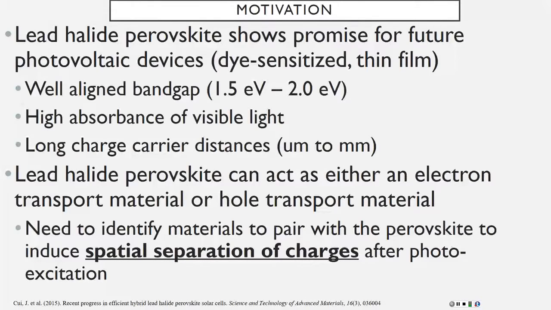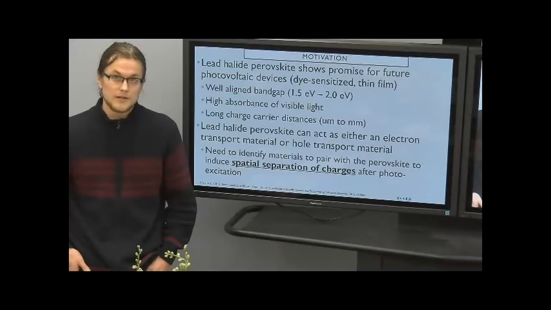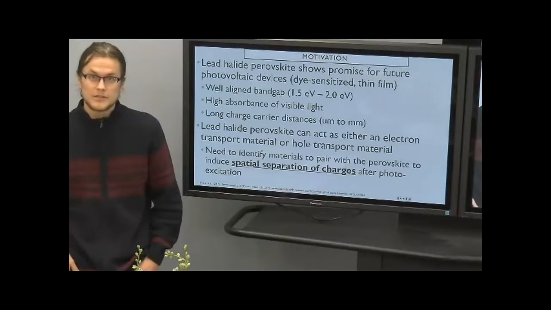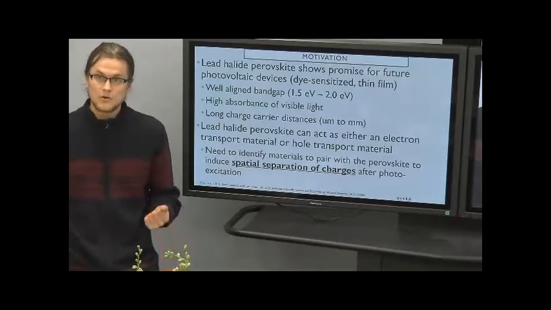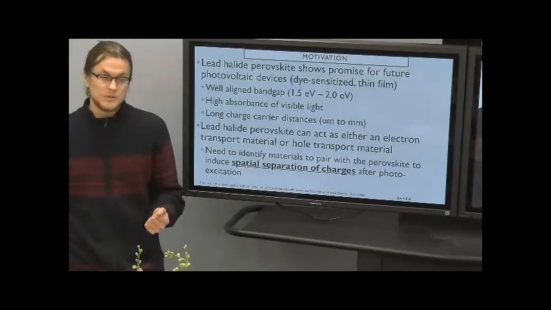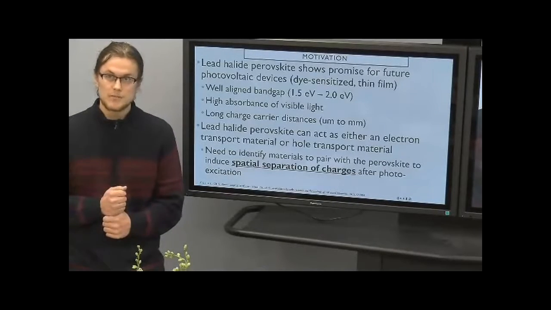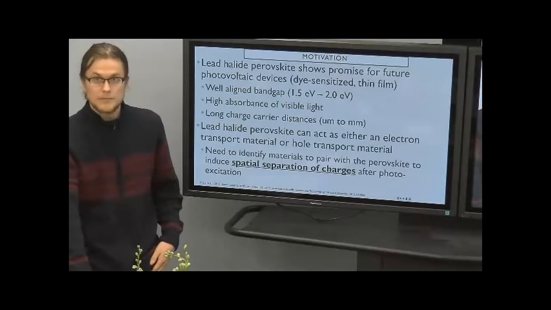So motivation, why lead halide perovskite? The biggest motivation is it shows a lot of promise for next generation photovoltaics, like dye-sensitized solar cells and thin films, due to its well-aligned band gap, its high absorption of visible light, and its ability to transfer charge carriers long distances. Since it can carry charge carriers long distances, it can act as either an electron transport material or a hole transport material as well. So it's pretty versatile in that way. Then what we need to do is find molecules to pair with it to extract either the electron or the hole out of it, to do spatial separation of the charges so that we can run them through the circuits with the solar cells to get power.